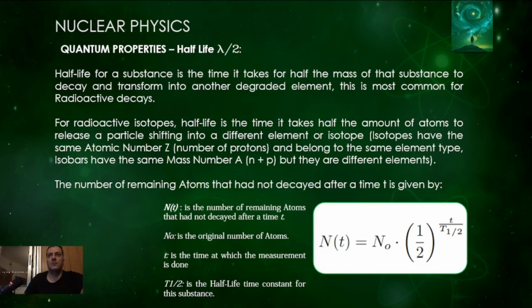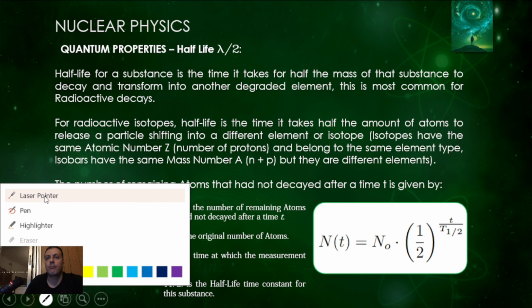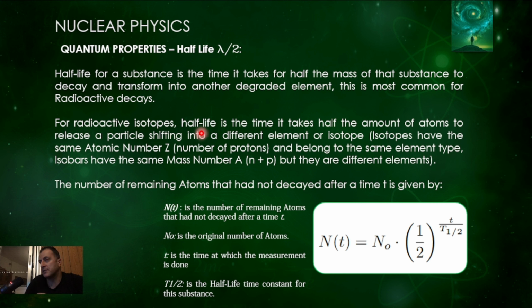All right? Quantum properties, half-life. So half-life for a substance is the time it takes for half the mass of that substance to decay and transform into another degraded element. This is most common for radioactive decays. Now, for radioactive isotopes, half-life is the time it takes half the amount of atoms to release a particle, shifting into a different element or isotope.